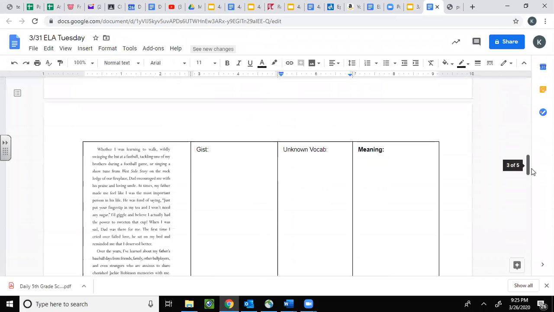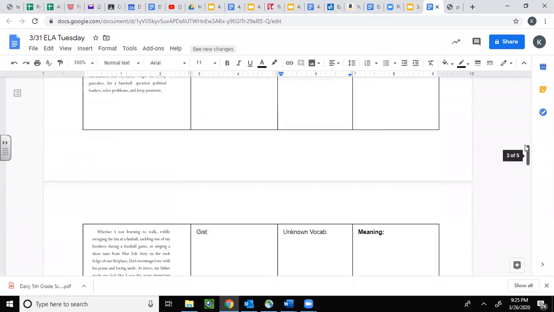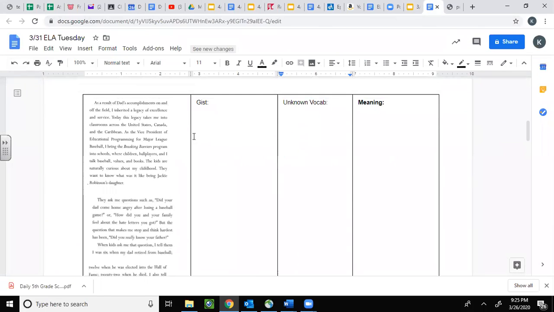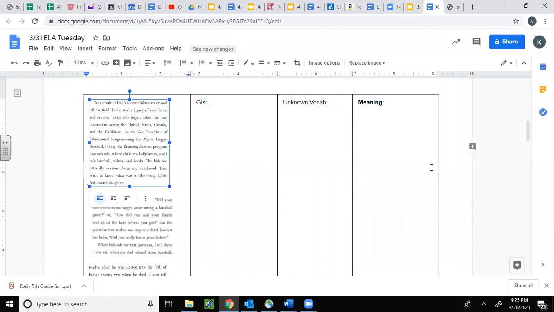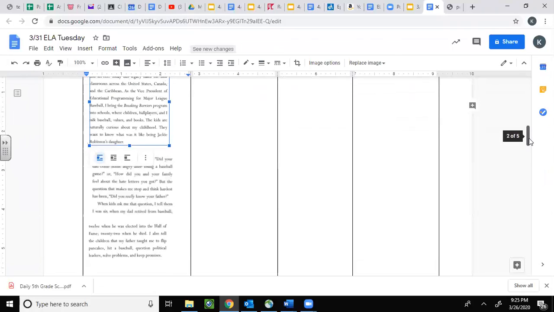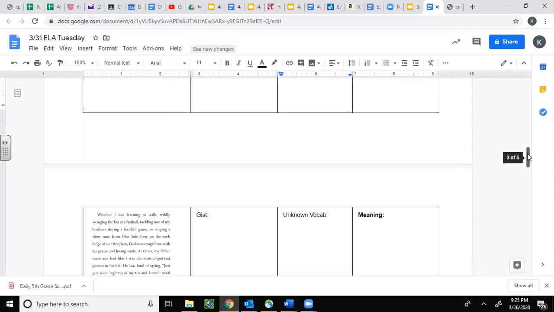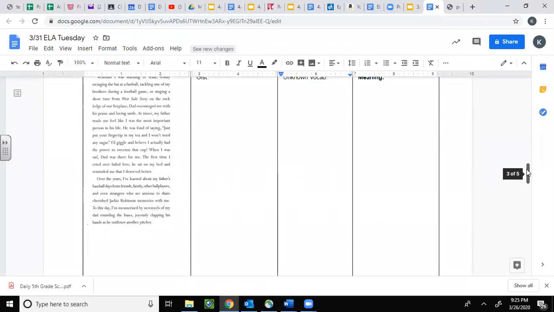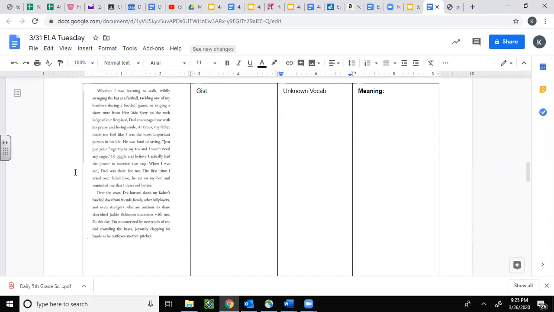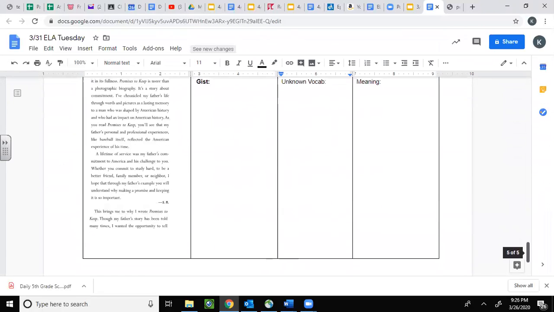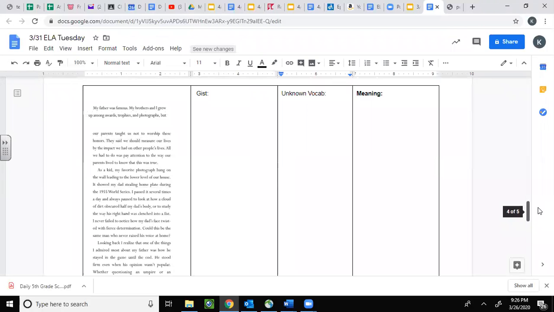Okay, the next section is actually page by page. So I want you to read the whole page. So this one's actually 1, 2, 3 paragraphs, I think. I want you to read all 3, come up with a gist, and then do any unknown vocabulary. Then go on to page 3, and you're going to read this whole chunk, come up with a gist, and then there's 2 more. So you're going to do that 2 more times.